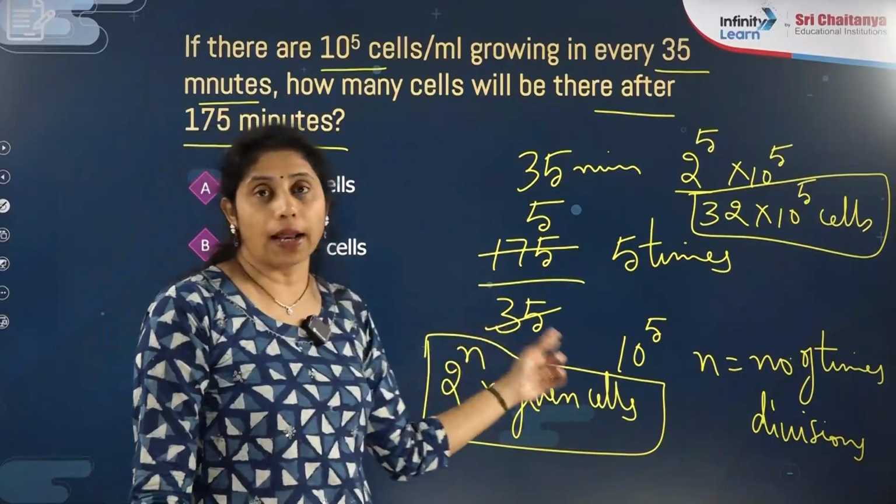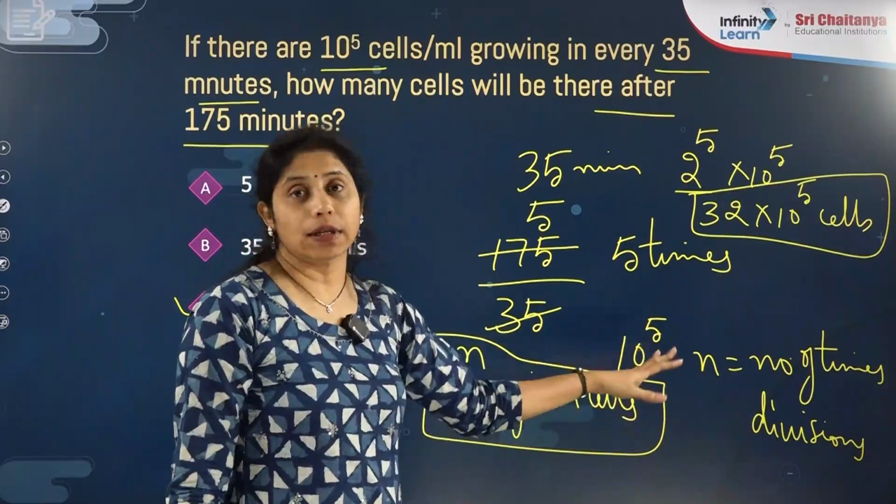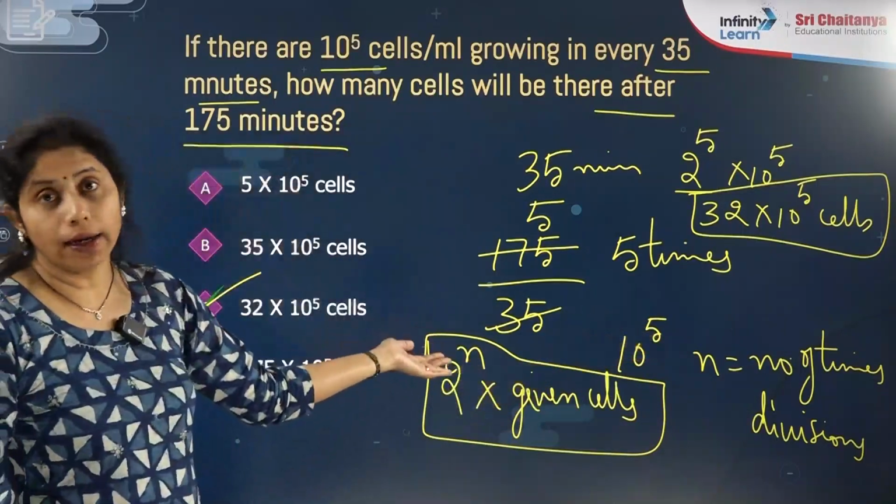2 power n, where n represents the number of times the cells are dividing. That you need to calculate like this.